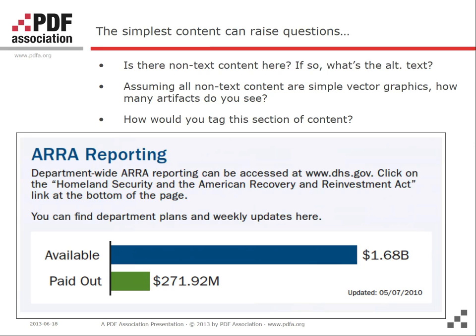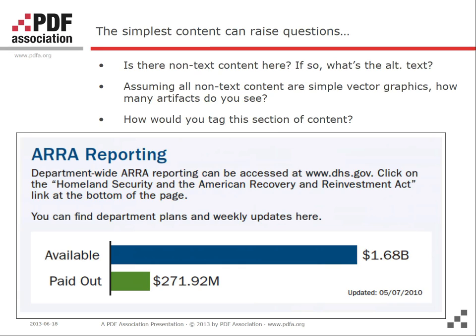Let's assume that all the non-text content you see in this screenshot, this example from a PDF file, are simple vector graphics. How many artifacts would there be here? How would you tag this section of content? What's the appropriate way of tagging this particular section? Now, pretty obviously we've got a heading, and I'm not trying to trick anybody with this yet, under the heading a paragraph, no difficulties there, and under that paragraph probably another paragraph.